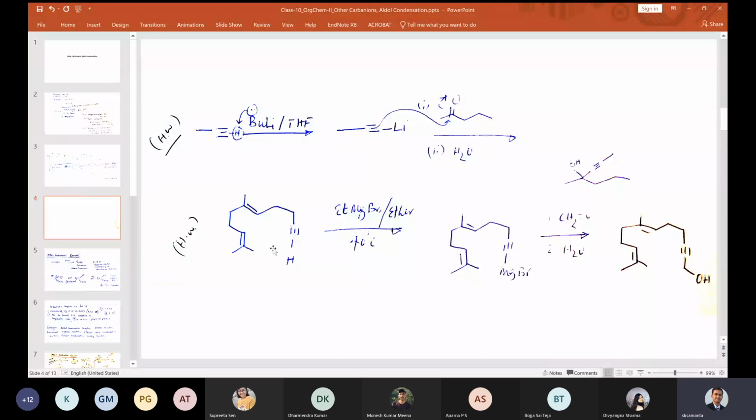Here, instead of butyl lithium, a Grignard reagent can be used. This Grignard reagent also does the same: it picks up this proton, makes the negative charge here, then reacts with, let's say, formaldehyde. Then you can get this primary alcohol here. This is very easy. This is not very difficult, I guess. This much is clear.